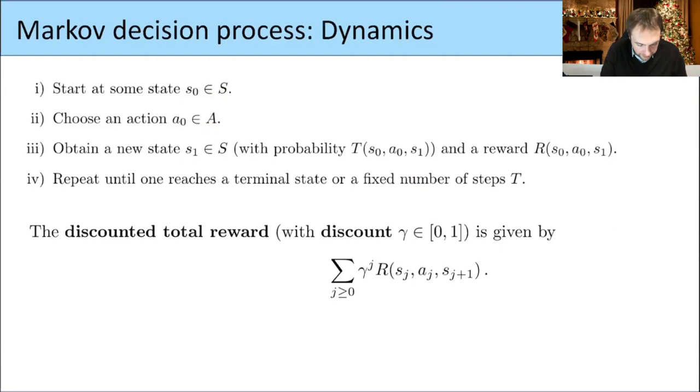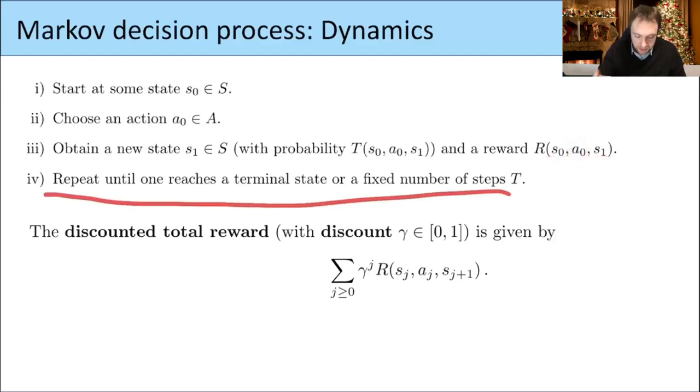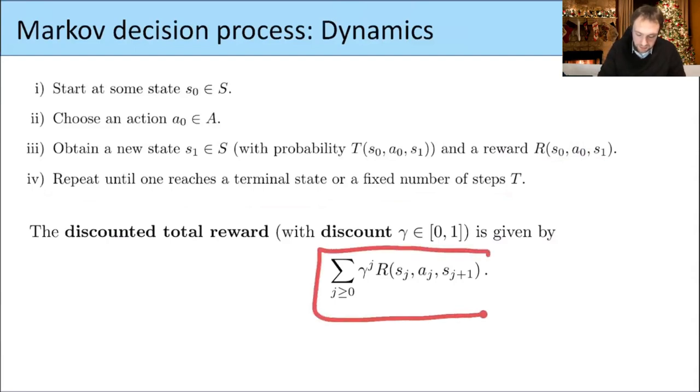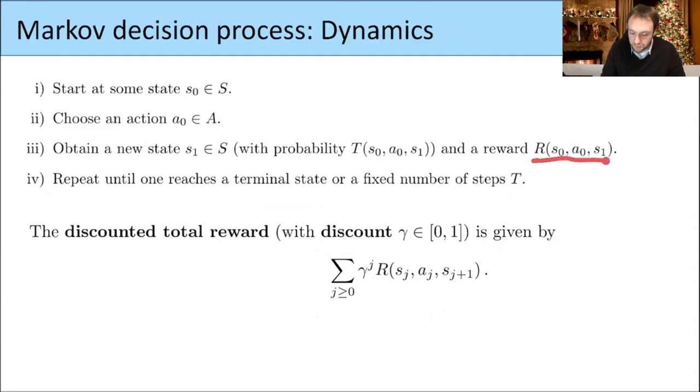And going from S0 to S1 using action A0 gives us a number, a reward. And this we do again and again. We choose an action and so on and get a reward back. What we in the end get as a reward is the sum of all of these rewards on our way through the program. This is the so-called total reward.